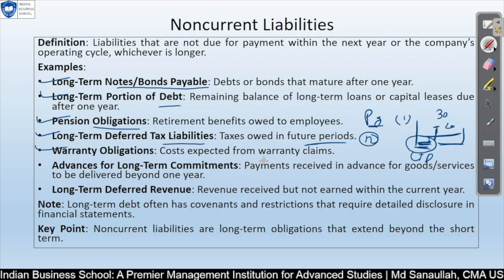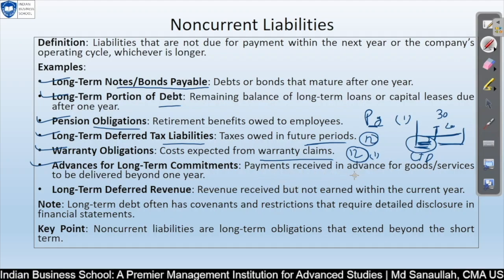Warranty obligation, the cost expected from warranty claims. If you have given any warranty and the customer may claim from you, and it is going to be claimed after 12 months or after 1 year, that will be long-term. Any portion you are expecting, on average, that they normally claim, you can keep in your current liability section. Advance long-term commitment: any long-term commitment you have made and created an obligation, so you have to pay him, that will be your long-term.